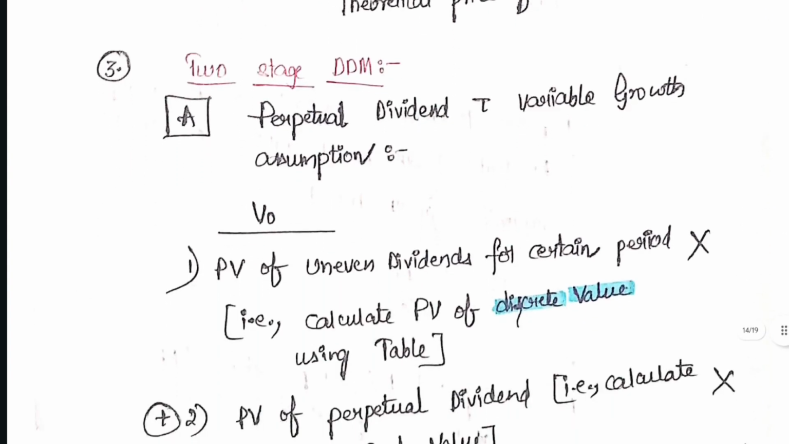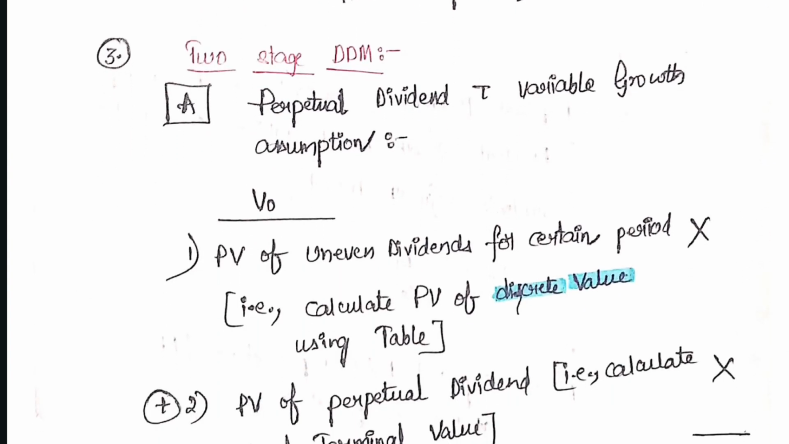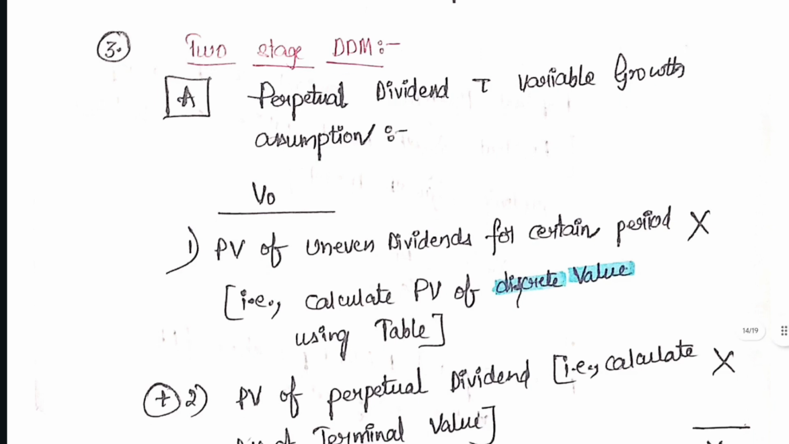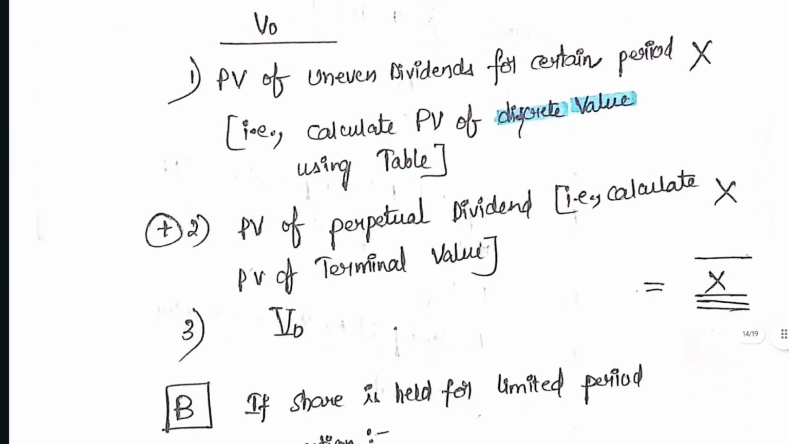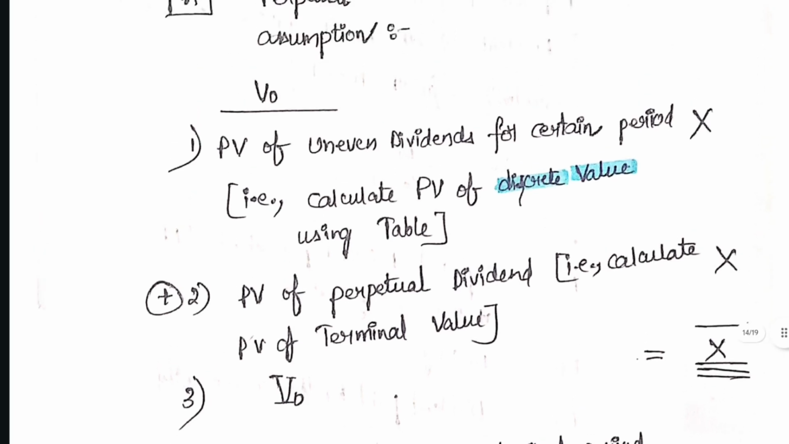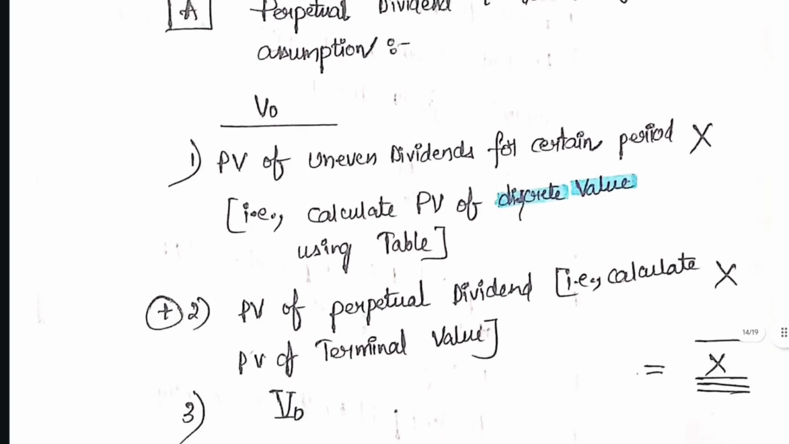Two-stage dividend discount model. Perpetual dividend with variable growth assumption will be there in case of the two-stage dividend discount model. How to calculate V0? Value of the share equals present value of uneven dividends for a certain period. That is, calculate present value of the discrete values using table. Add present value of perpetual dividend, that is, calculate present value of terminal value. By adding both, we will get the value of the share.